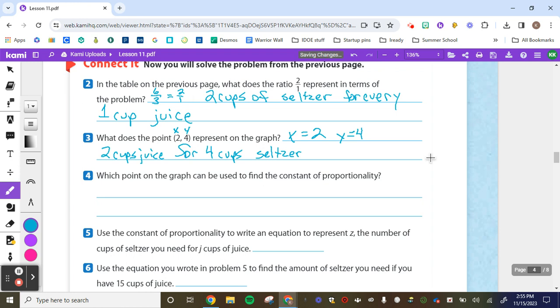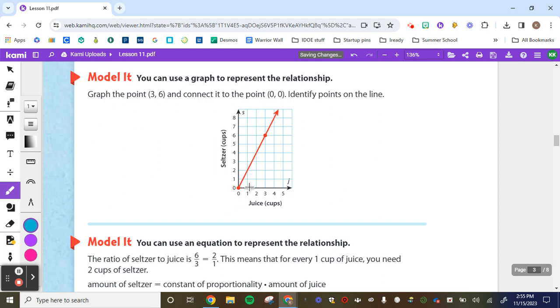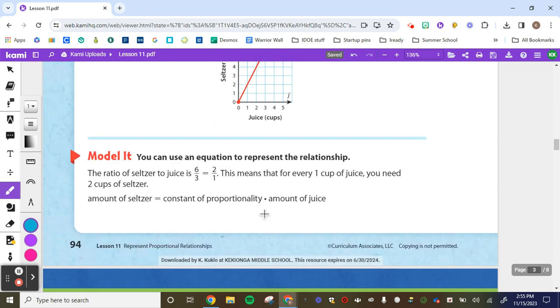And which point on the graph can be used to find the constant of proportionality? Remember, the constant of proportionality is the same thing as the unit rate. And the unit rate has to have the number 1 in it. So when you're trying to find the constant of proportionality, you're looking at the point where the x-axis is 1 unit. So if I go back to the graph, I'm looking at where is 1. For 1 on the x-axis, it is 2 cups of seltzer.